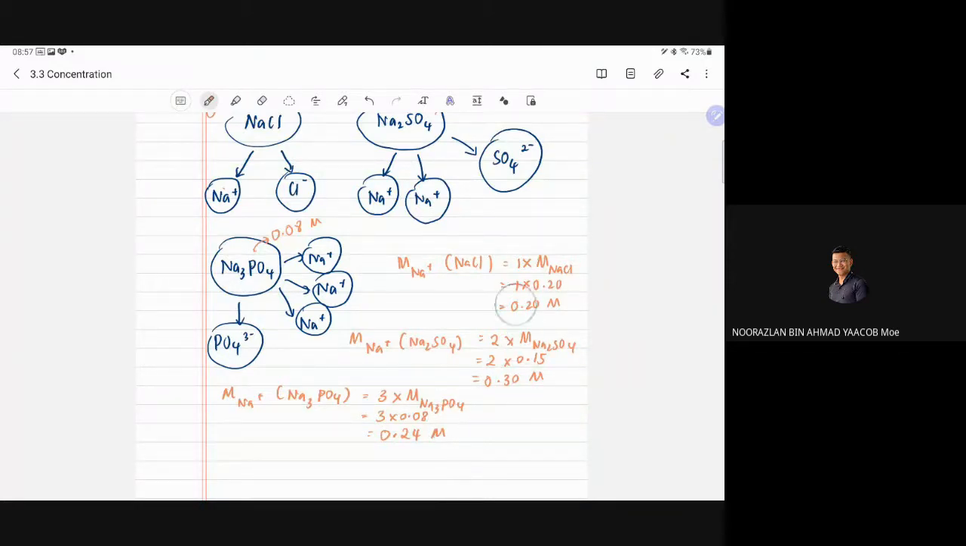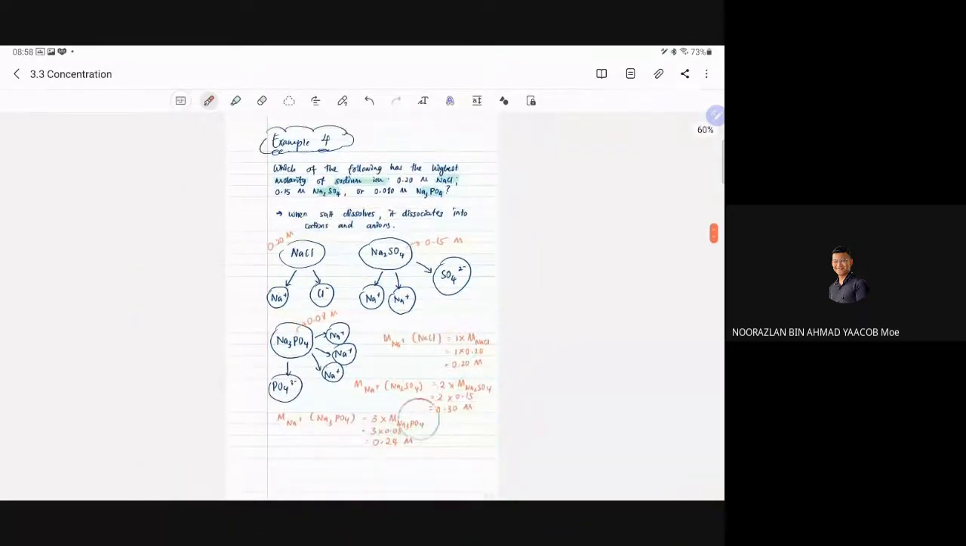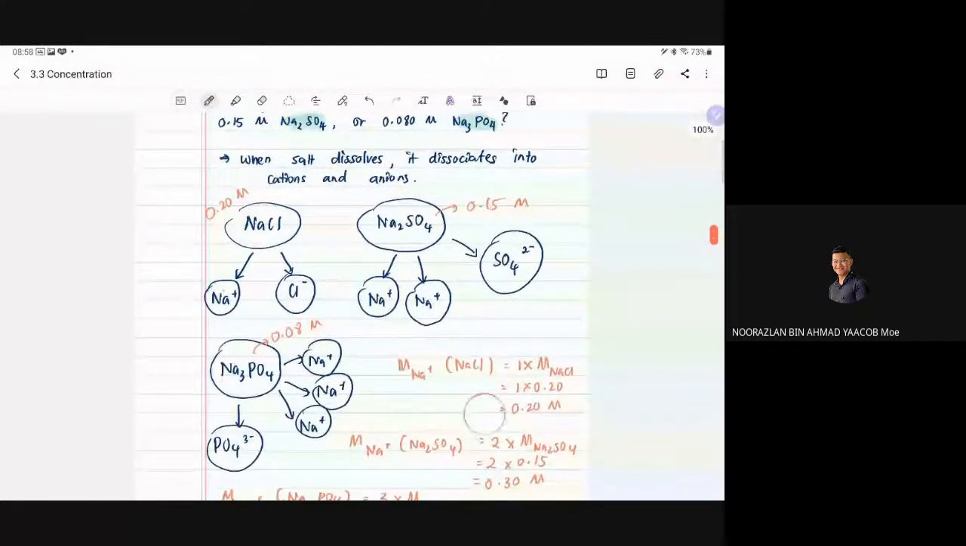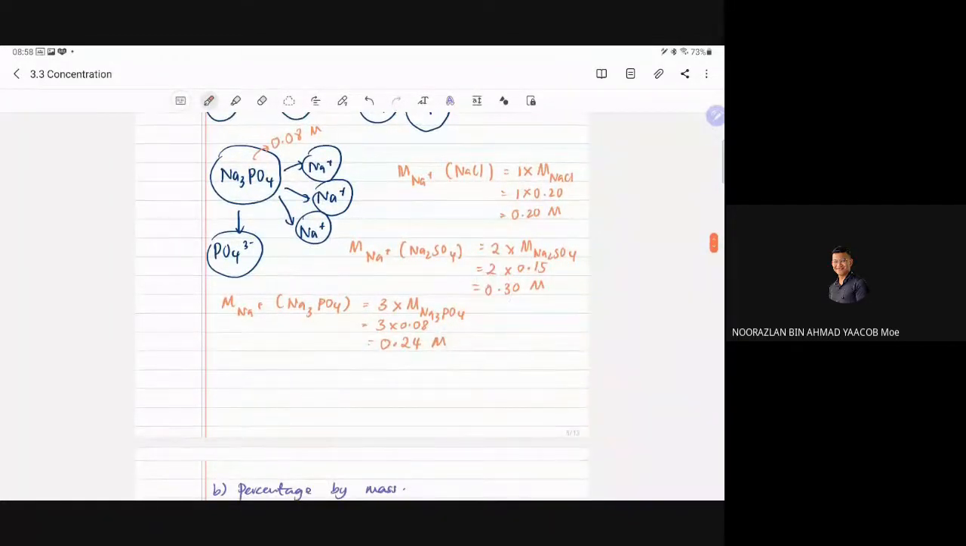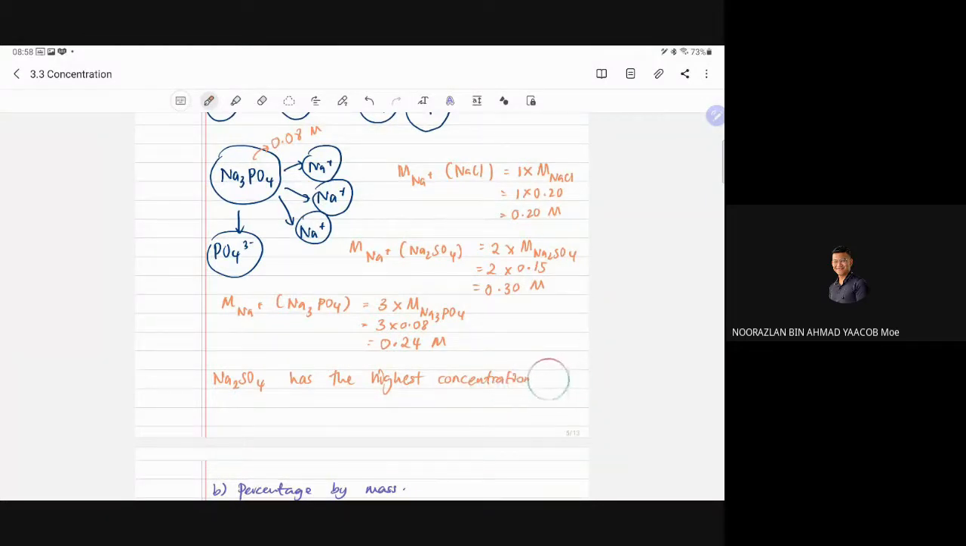Okay. Jadi antara tiga-tiga ni, dia tanya soalan balik. Kita tengok balik soalan. Kamu dah kira, jangan tinggalkan macam tu saja. Always look at the question. What does the question want? Okay. Kalau kita tengok soalan dia, which of the following? Yang mana satu? Kamu dah jawab, kamu tak cakap pun, tak nyatakan jawapan dia mana. So, Na2SO4 has the highest concentration of Na plus. Okay. Itu adalah final answer dia.